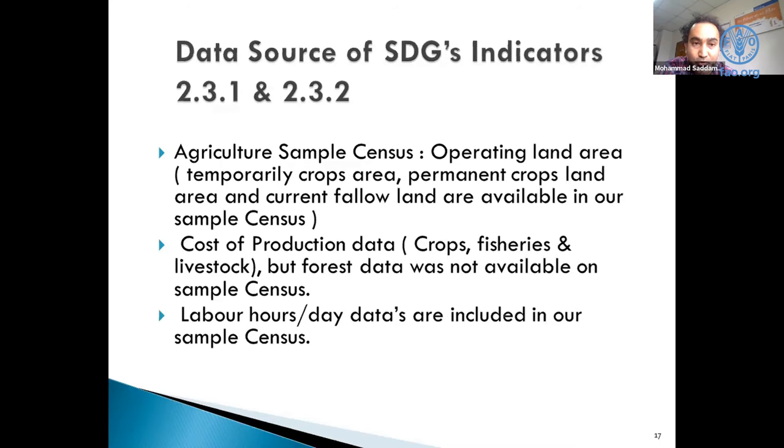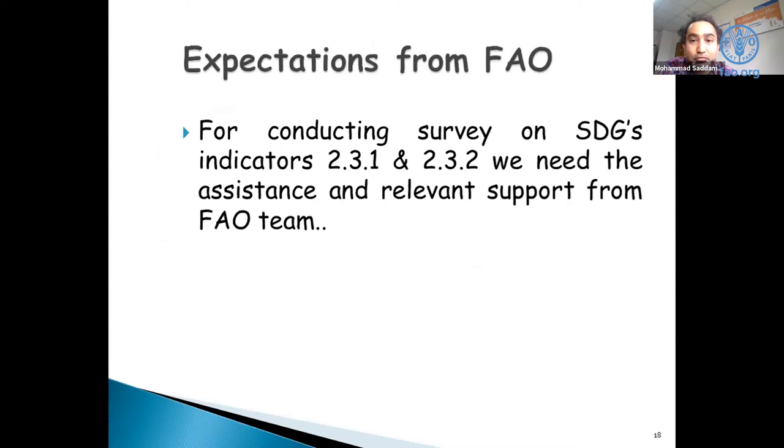Our expectation from the FAO, as we are struggling to generate the SDG indicators: we are planning to conduct a survey related to the SDG indicators under our proposed project, but we need assistance and relevant support from the FAO team. This is our main expectation from you and your team. We need technical assistance as well as further support for conducting the 2.3.1 and 2.3.2 indicator related survey on the SDGs. This is all about our little presentation. Thank you very much.